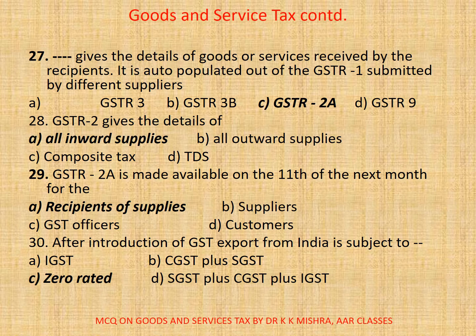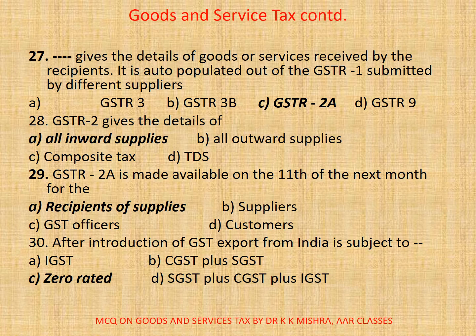Now question number 28. GSTR 2 gives the details of A. All inward supplies, B. All outward supplies, C. Composite tax, D. TDS. Correct option is A. All inward supplies.